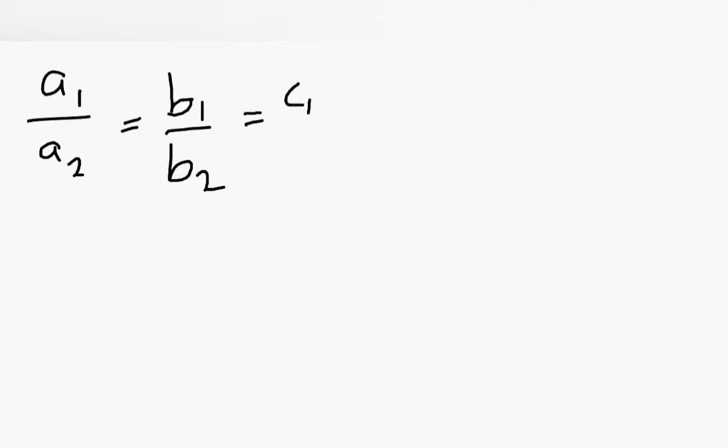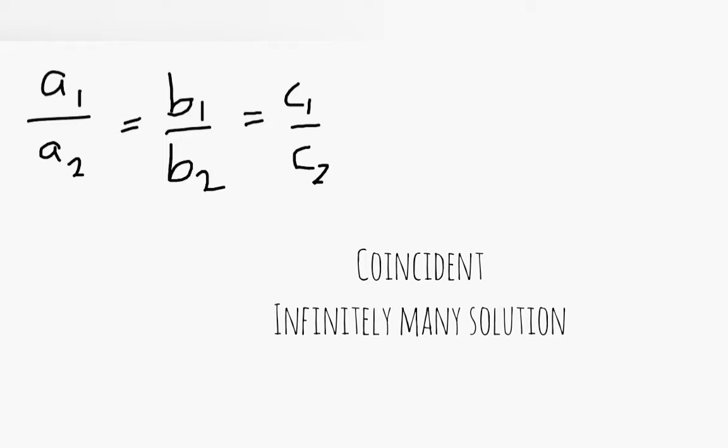The second case is a1 upon a2 is equal to b1 upon b2 and is equal to c1 upon c2. So when all the three ratios are equal, the equations will form a coincident line on the graph and will have infinitely many solutions. So that was the second case.